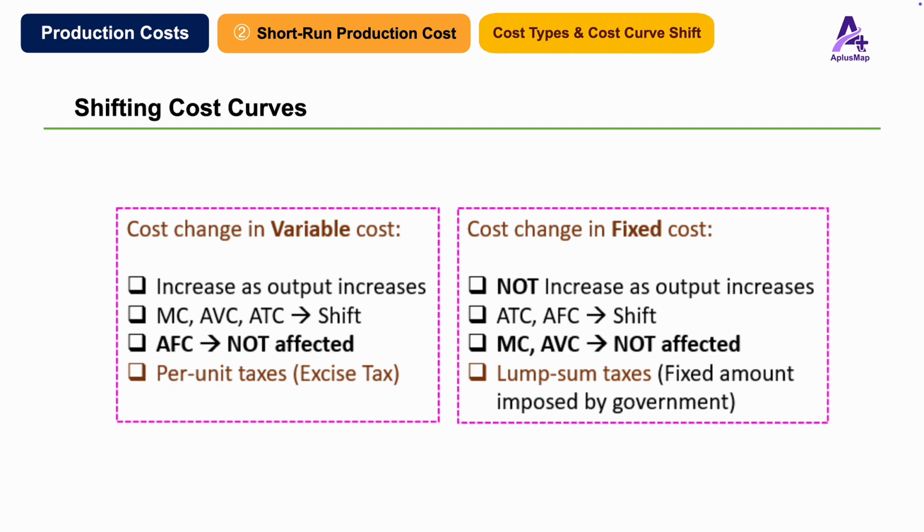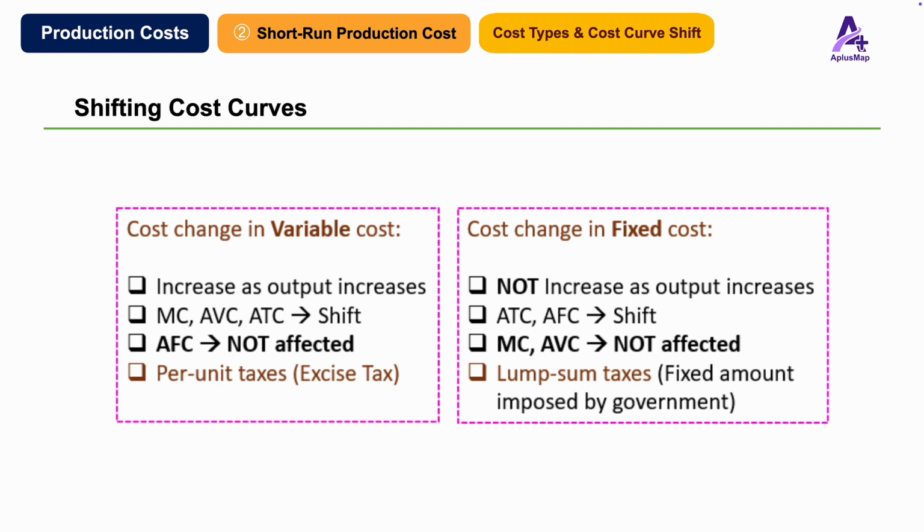So what if variable costs change? Say, the price of flour skyrockets. What happens to our curves? Well, marginal cost, MC, will shift up. It costs more to make each additional cookie now. Average variable cost, AVC, will also shift up because the average cost of those variable inputs is higher. And because variable cost is part of total cost, average total cost, ATC, also shifts up. So MC, AVC, ATC all shift up if variable costs rise. Correct. But here's the key distinction. What about average fixed cost, AFC?